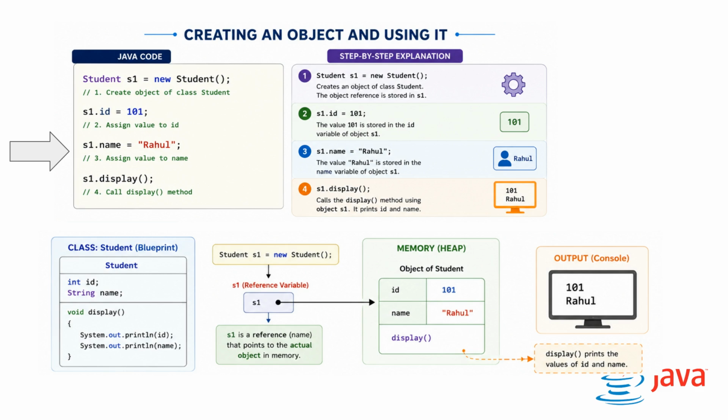Imagine a student admission form. The form design is the student class. When Rahul fills out one form, roll number equals 101, name equals Rahul. That filled form is an object. Another student, Priya, fills another form. Roll number equals 102, name equals Priya. Both forms follow the same format, class, but contain different data, objects.